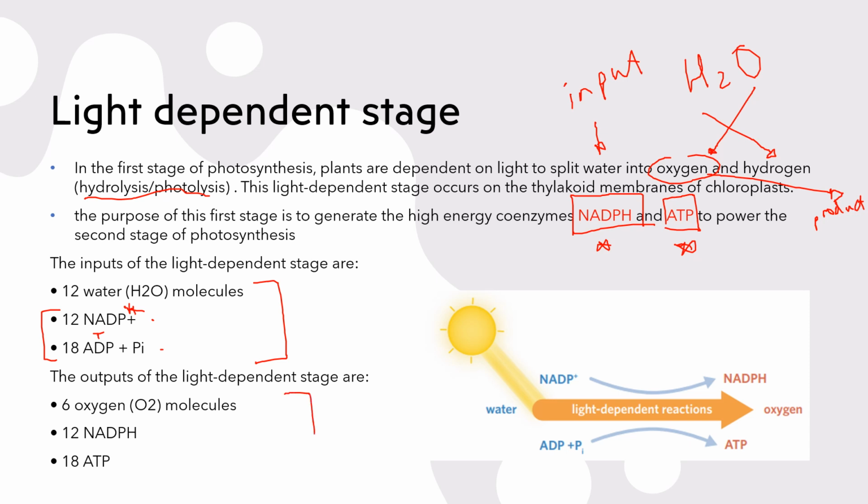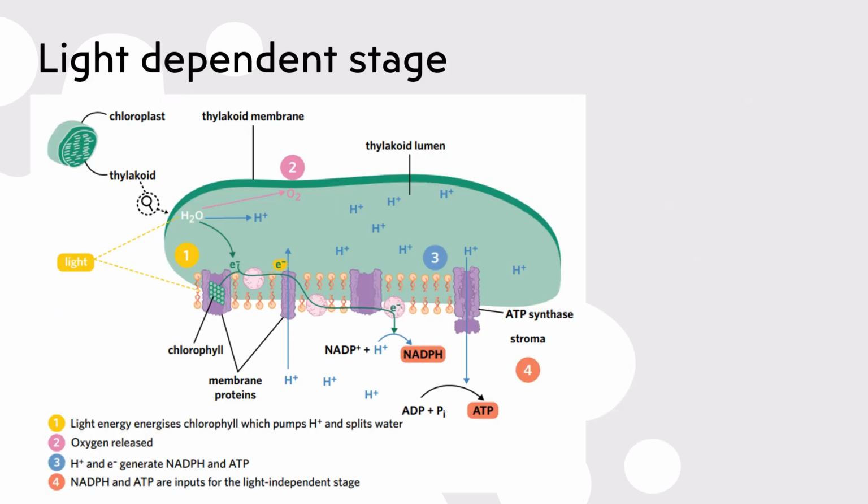So our outputs are oxygen, as we know from our chemical reaction. That splitting of water is going to create oxygen that's going to be released eventually, but it's also going to create hydrogen. That hydrogen created through the splitting of water is going to allow the addition of hydrogen to these coenzymes. So the unloaded versions go in and the loaded versions go out, and they're going to be used in the light-independent reaction.